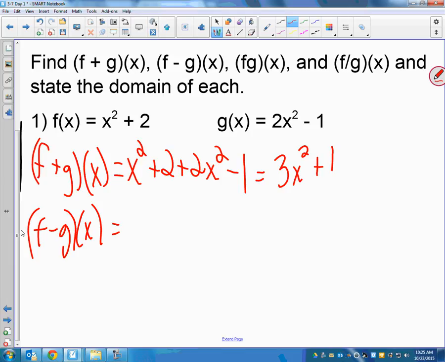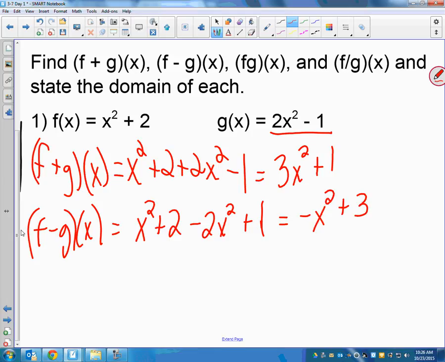Subtraction. People forget that to subtract everything. So remember that if you're subtracting g of x, you're subtracting everything. So that would become minus 2x squared, and minus negative 1 would become plus 1. So just remember to distribute your negative, and then that would just be negative x squared plus 3.